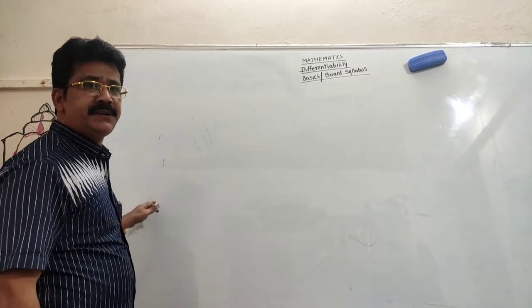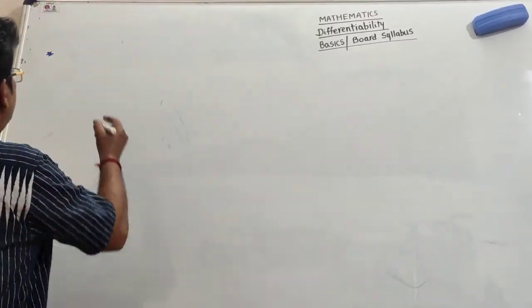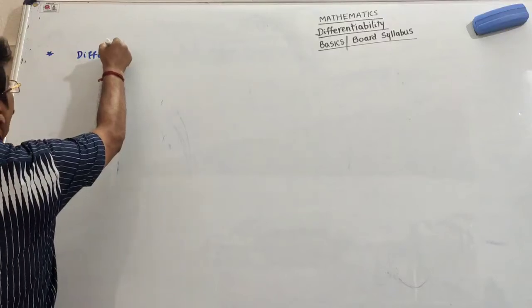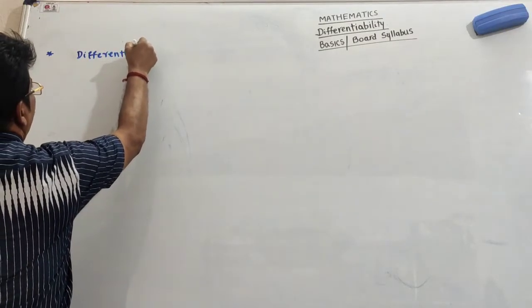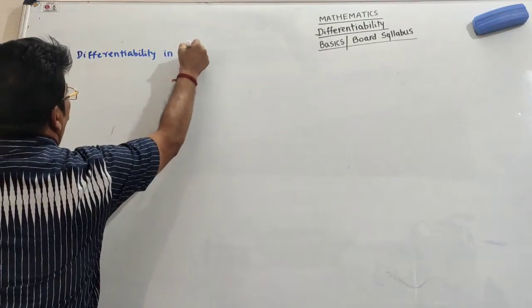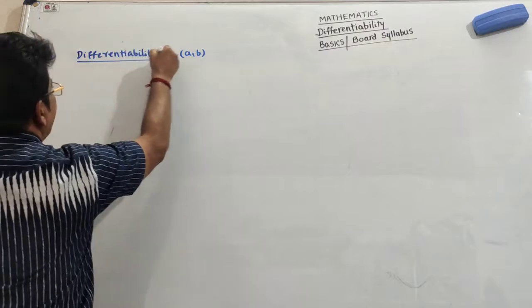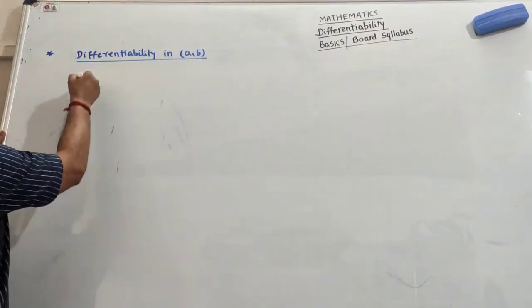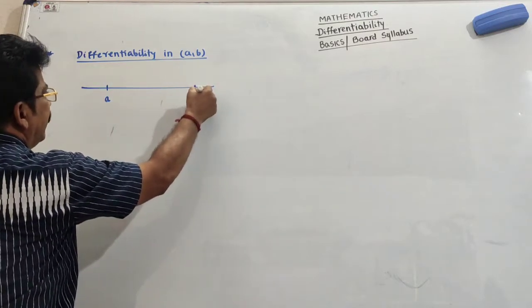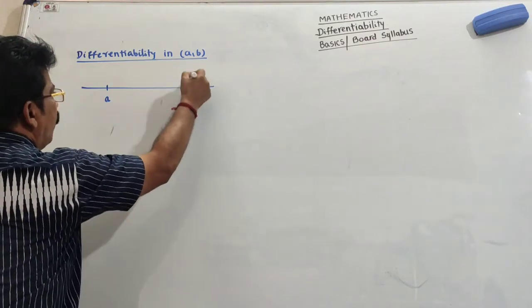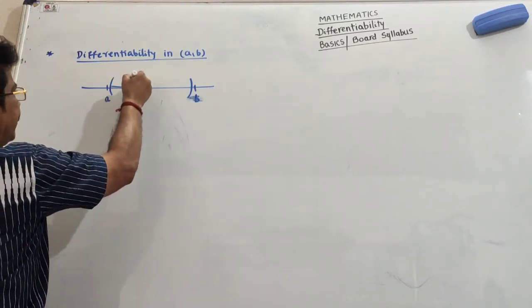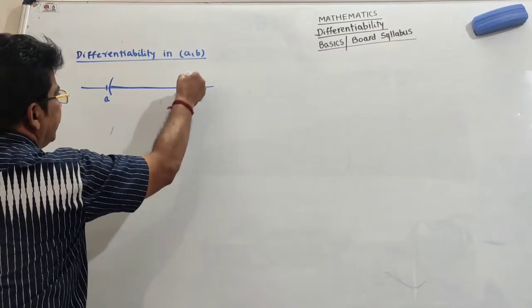Next, differentiability in intervals. Differentiability in open interval a comma b. Open interval of a comma b means, suppose on the real line it is a, b. Open interval means except b, and except a. It is taking infinite numbers between a and b.